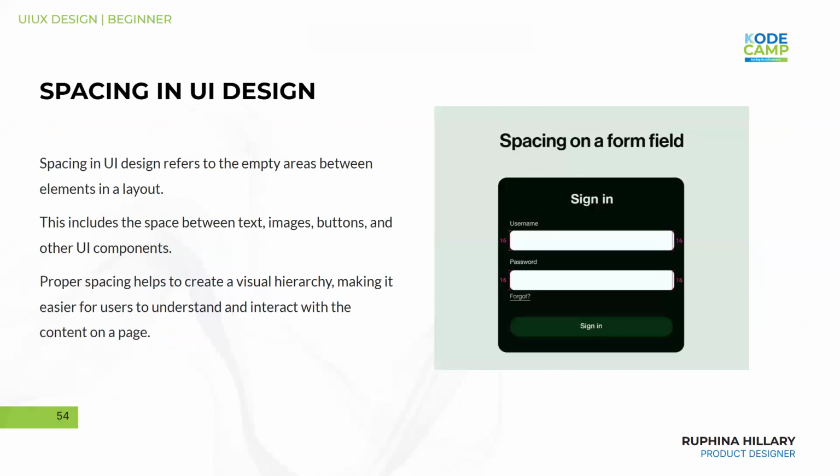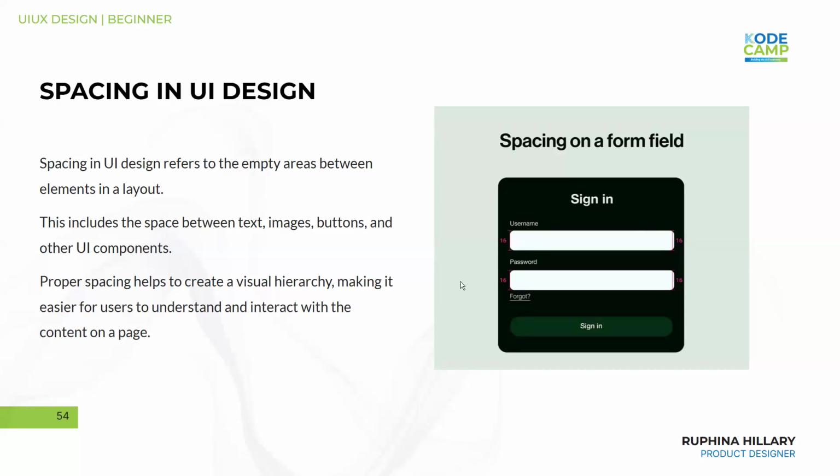Spacing. Spacing in UI design simply refers to empty areas between elements in a layout. So it's simply space, empty areas. This includes space between text, images, buttons, and other UI components. Proper spacing helps to create a visual hierarchy, making it easier for users to understand and interact with the contents on a page. Like I said, UI design is very mathematical. Everything informs the users in UI design.